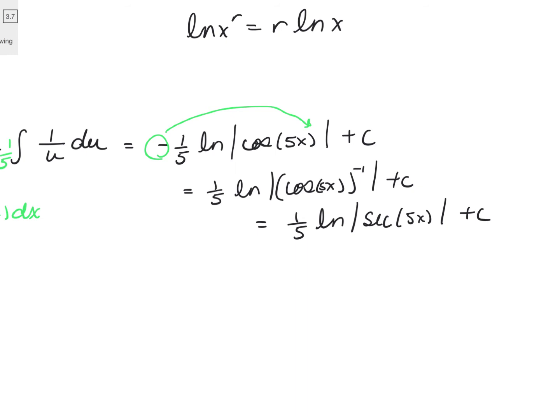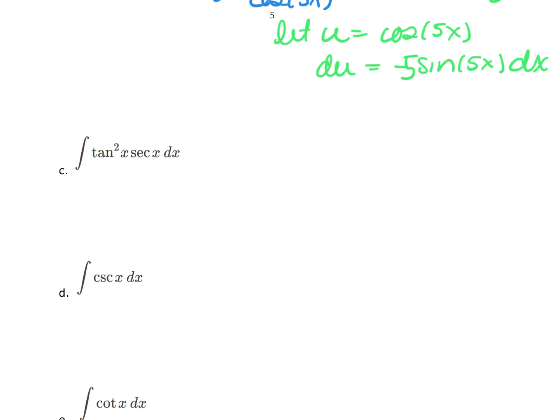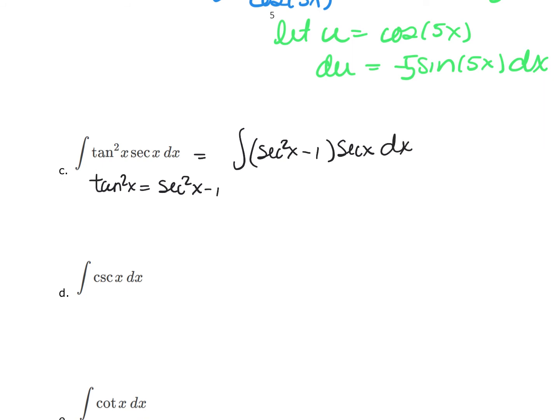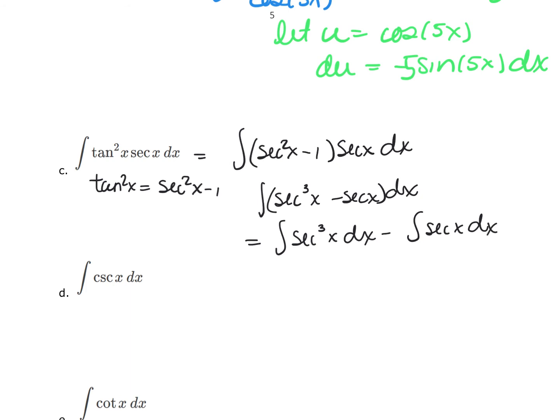Let's go back and look at our next example here, which is the tangent squared of x times secant of x. What we're going to do is rewrite the tangent squared of x as the secant squared of x minus 1. So this is integration of the secant squared of x minus 1 multiplied by the secant of x dx. And you're thinking, how did that help me? Well, just wait. I'm going to go ahead and distribute through, and so we get the secant cubed of x minus the secant of x dx, which is the integration of the secant cubed of x dx minus integration of the secant of x dx.